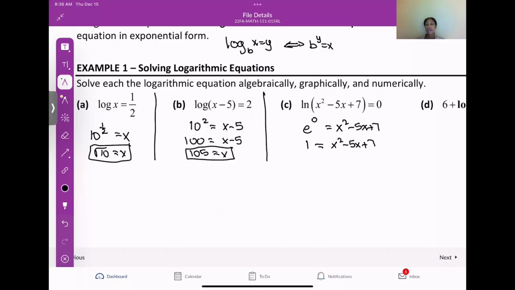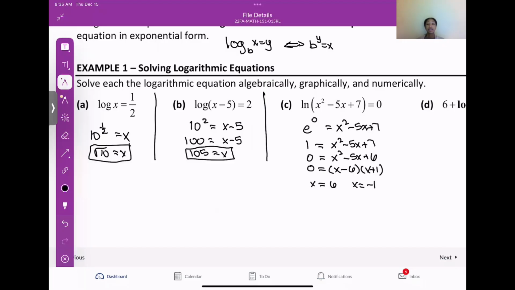And then this is a quadratic equation. We solve quadratic equations by putting them in standard form and then either factoring or using the quadratic formula. This one will become x squared minus 5x plus 6 equals 0. And this factors to x minus 6 times x plus 1. Okay, so our x values are x equals 6 and x equals -1.